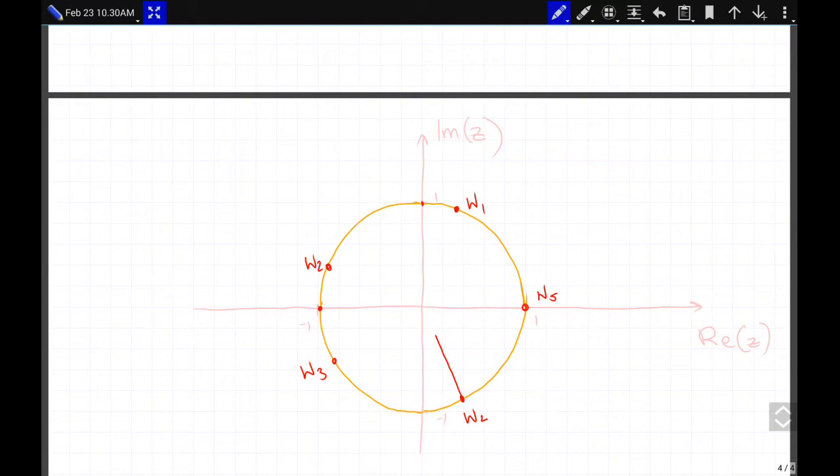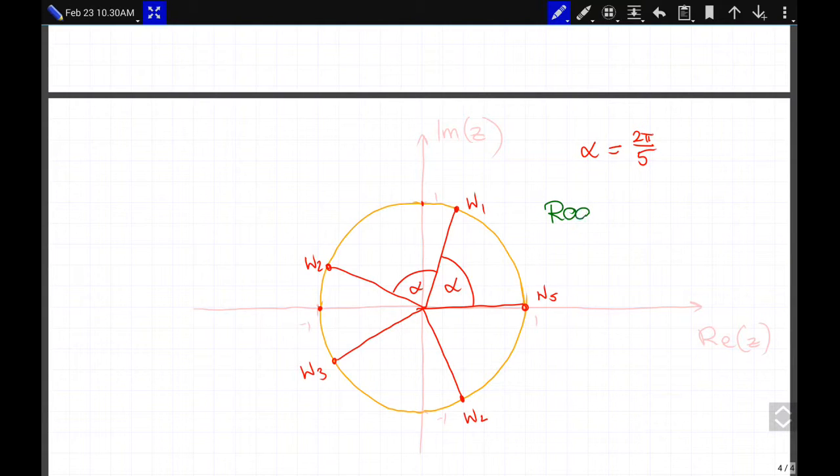Now if we connect our roots with the origin, we should see that they're equally spaced over the unit circle. You can't really see it in this picture, but this angle should be the same everywhere, and that is equal to 2 pi over 5. And our w's are called the roots of unity.